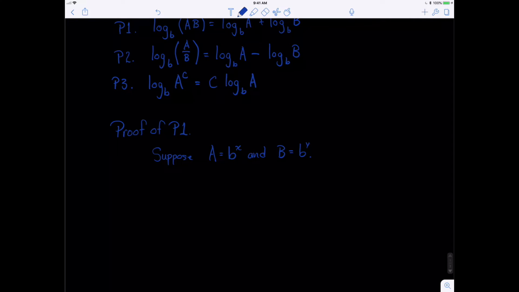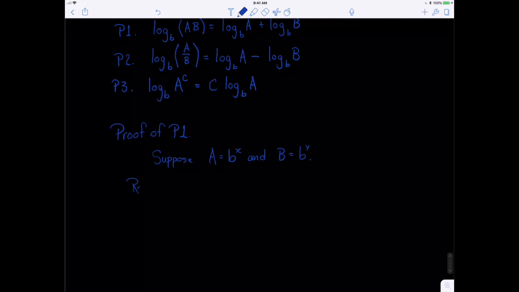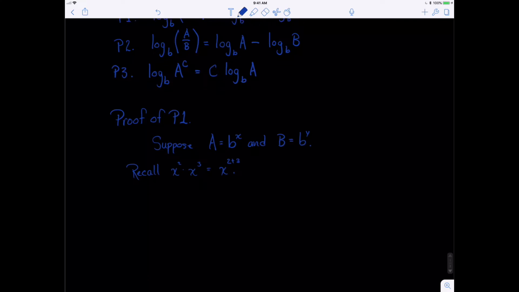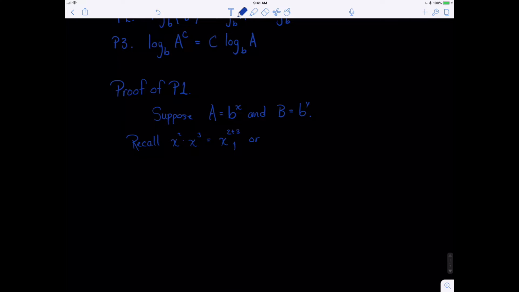Okay, now a little bit of a review. Recall if I have something like x squared times x cubed, I can turn this into x to the 2 plus 3. In other words, the exponents are added. Or say I have 2 raised to the x, and I multiply by 2 raised to the y, well, then again, since the bases match in both of these examples, we just add the exponents, 2 to the x plus y.